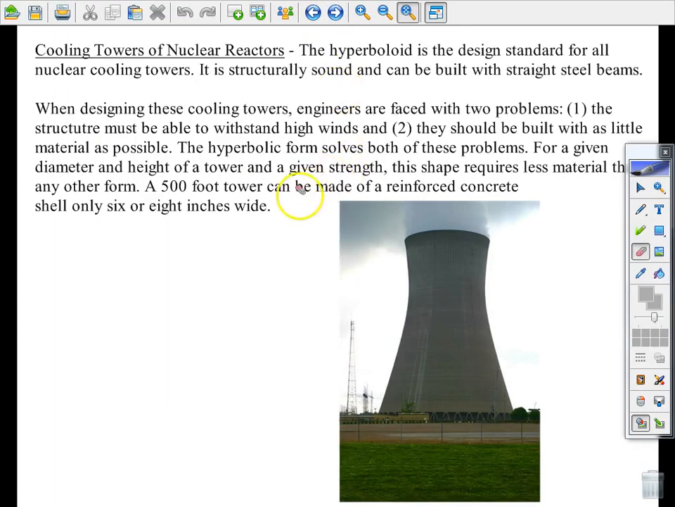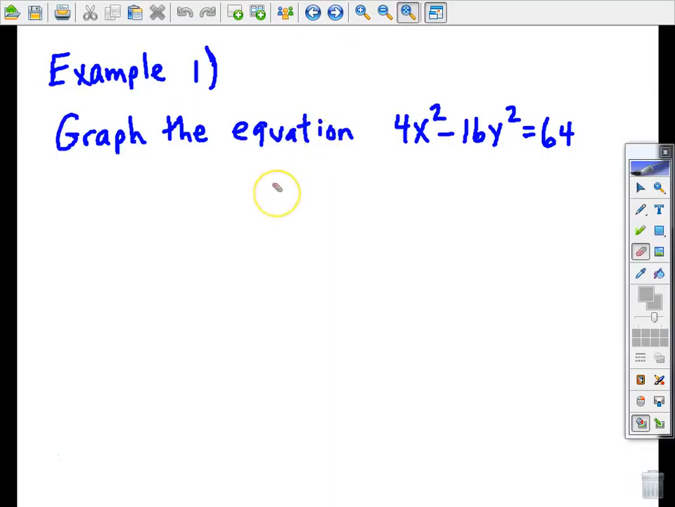Kind of interesting. And then you may have seen these around nuclear reactors. These are nuclear cooling towers, and they have this hyperbolic shape as well. So with all that said, and there are other examples, certain orbits of comets orbiting around the sun would follow a hyperbolic orbit pattern. But what we're going to do is take equations like this one, and we're going to learn how to sketch the graph. So I'm going to be drawing some similarities and differences between what we already know about ellipses.